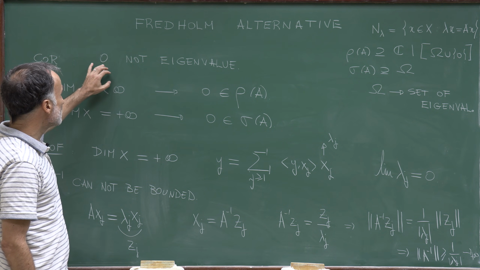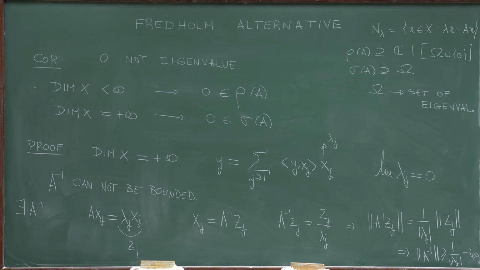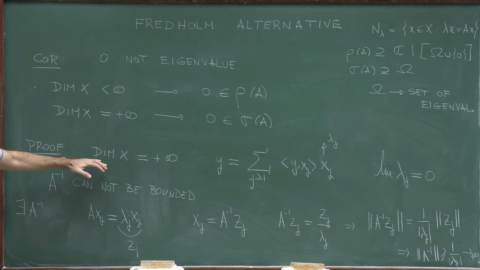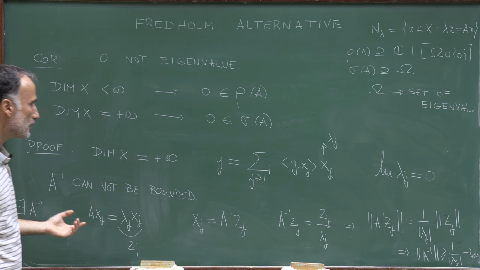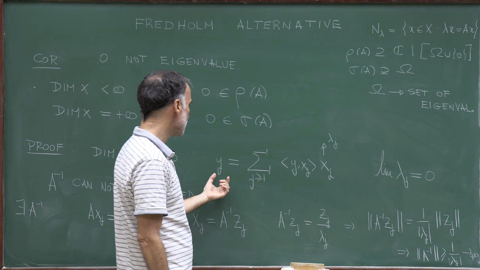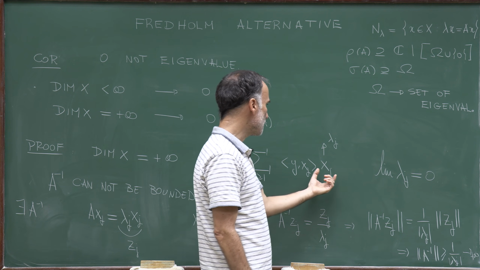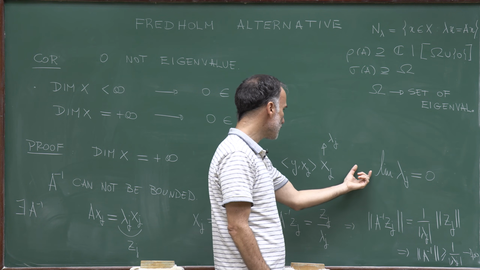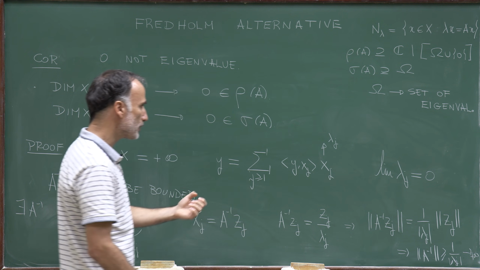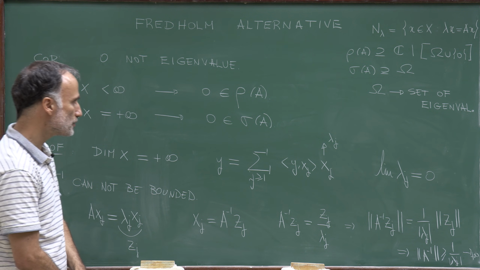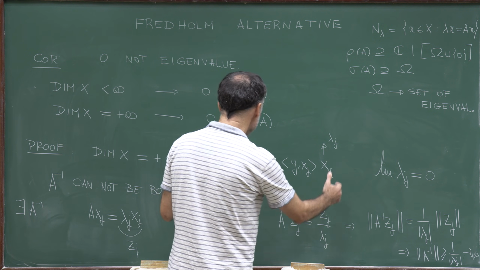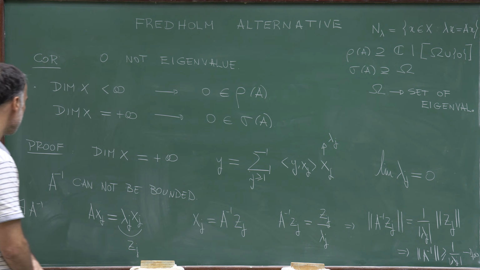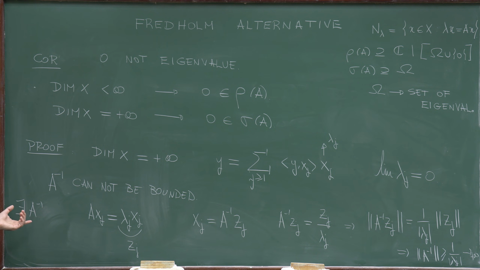I'm considering that 0 is not an eigenvalue, and what I want to prove is that 0 belongs to the spectrum in infinite dimension. So here again, by my previous theorem, I can write y in terms of the eigenvalues. Since 0 is not an eigenvalue, I have no sum over wk's, because the wk's are the eigenfunctions associated to eigenvalue 0, so they don't appear. And any element y can be written in this way, where xj is an eigenfunction.